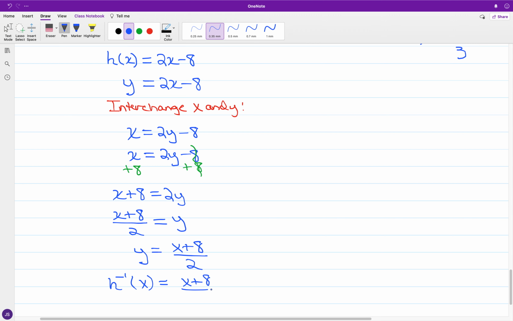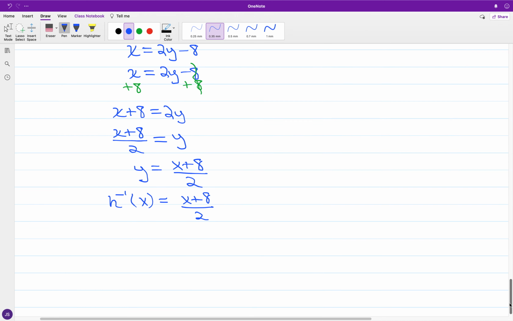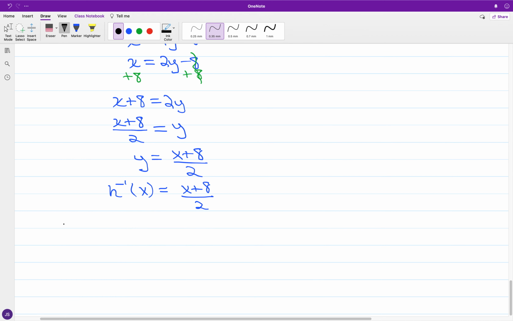And this can be expressed in another fashion. So for the inverse, I have the inverse of h of x. Now it's a consolidated statement: we have x plus 8 all over 2. And again, if I were to itemize, you can also say that we have 1/2 of x plus 4. Two different ways of saying the exact same thing.